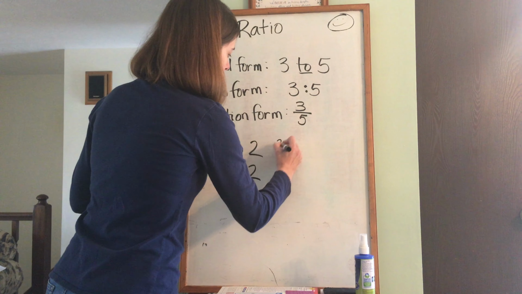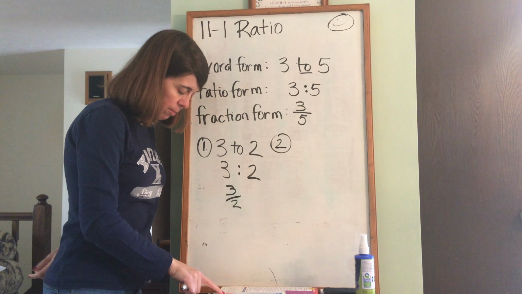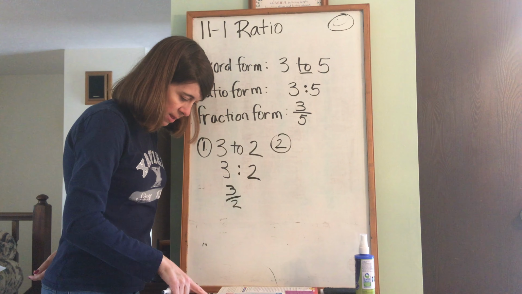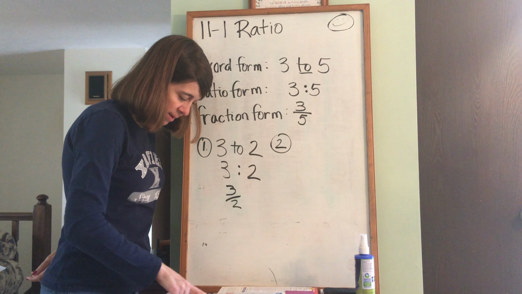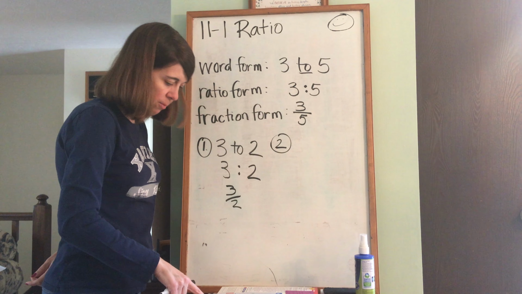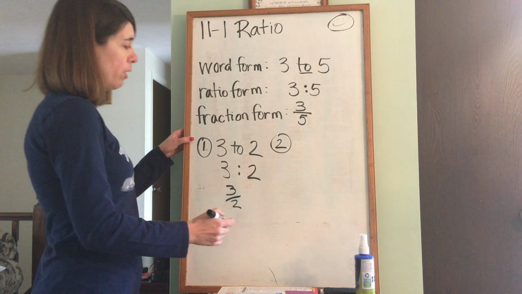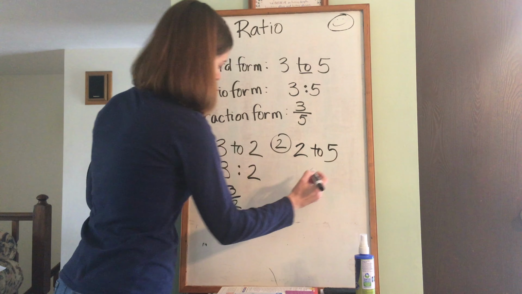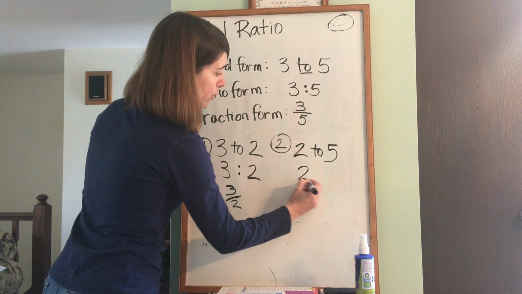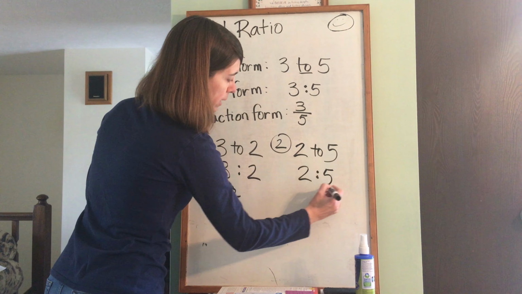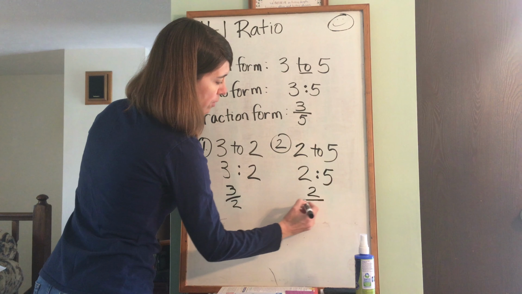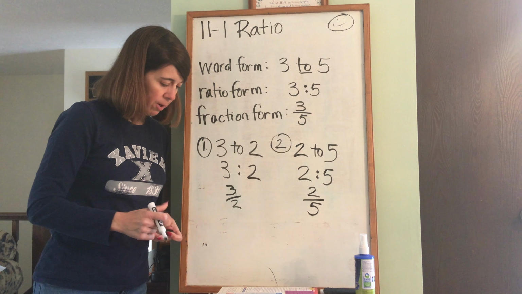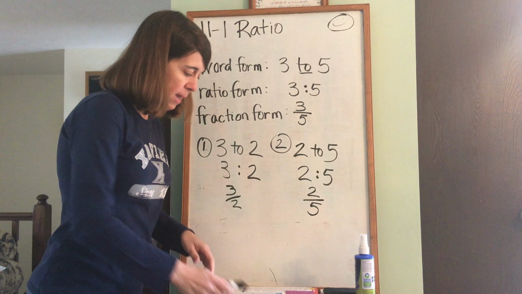Look at question number 2. Number 2 wants you to compare home magazines to fashion magazines. So you can see that there are 2 home magazines and there are 5 fashion magazines. So again, if you write it word form, that's going to be 2 to 5. If you write it ratio form, 2 to 5 with the colon. If you write it fraction form, it's 2/5. And so you could continue with 3 and 4 on that page in that way.